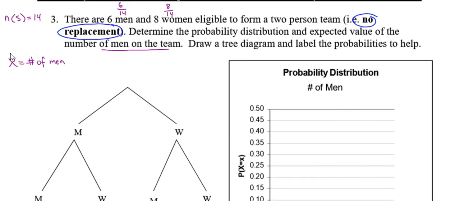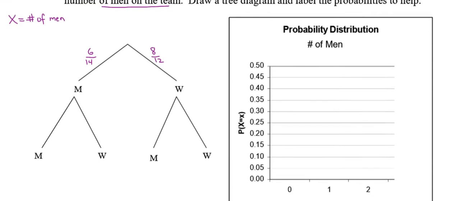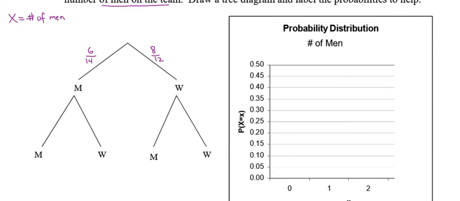So the probability that the first person is a man is 6 out of 14, and the probability the first person chosen is a woman is 8 out of 14. Now, once you choose a person, you can't choose them again, so this is non-replacement. That means to choose the second person, you now only have 13 people to choose from.